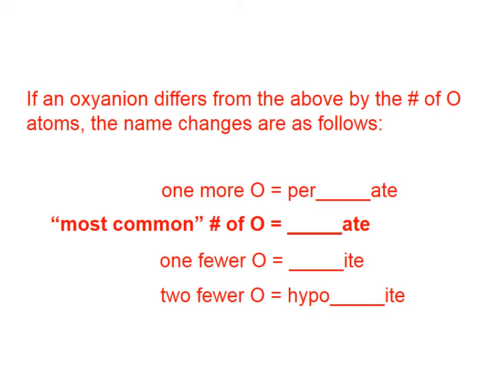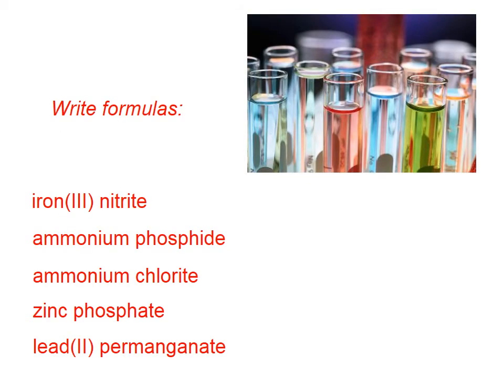If there are two fewer, we say hypo-: hyponitrite, hyposulfite, and so on. Let's try a few examples. Let's write the formulas for these compounds. Iron 3 nitrite. Iron 3 ion looks like that.